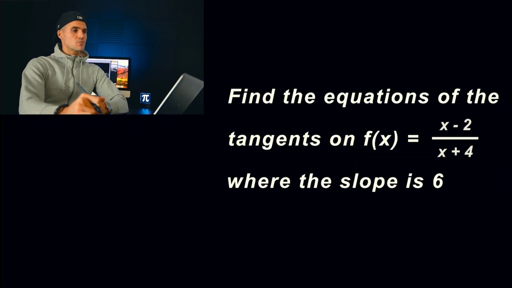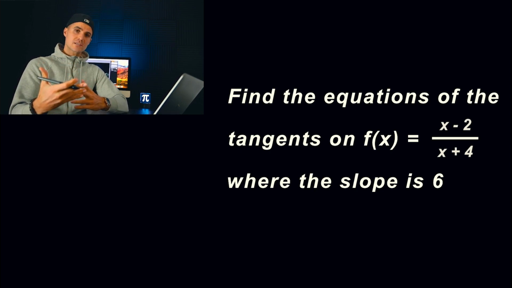Patrick here. Moving on to the next question dealing with derivatives. In this particular question, we have to find the equations of the tangents on this function, x minus 2 over x plus 4, where the slope of the tangents is going to be 6. And there's actually going to be 2 places on this function where this is going to happen.